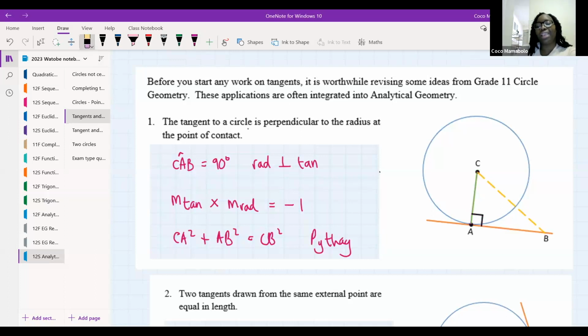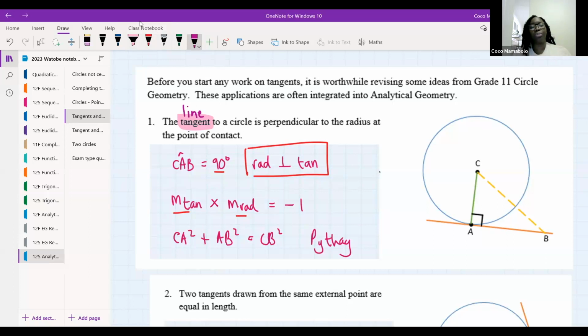All right, so some of the things that we need to remember, we know that the 90 degree angle will be created by our radius and our tangent because they are perpendicular to each other. And we also know that the gradient of the tangent multiplied by the gradient of the radius will be equal to negative one. Okay, I need us to note here, guys, that every time they're telling us about the gradient of a tangent, when we think of a tangent, we are always going to be talking about a line. Okay. A tangent is a line.